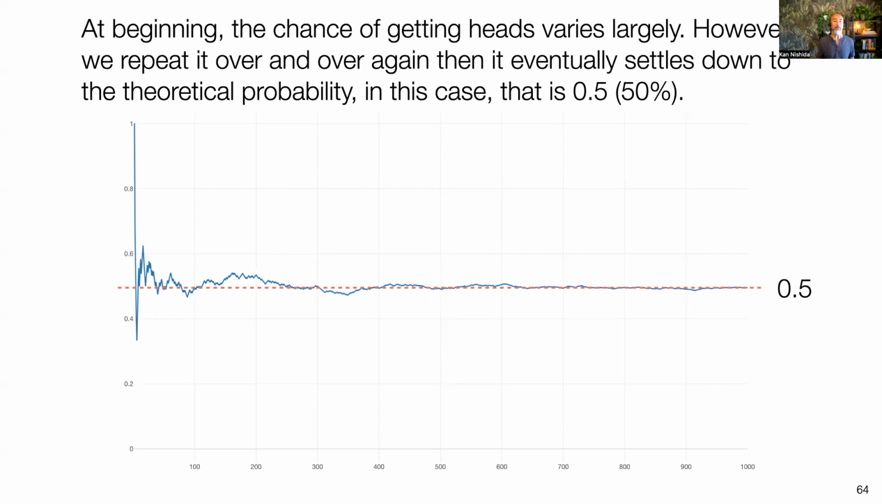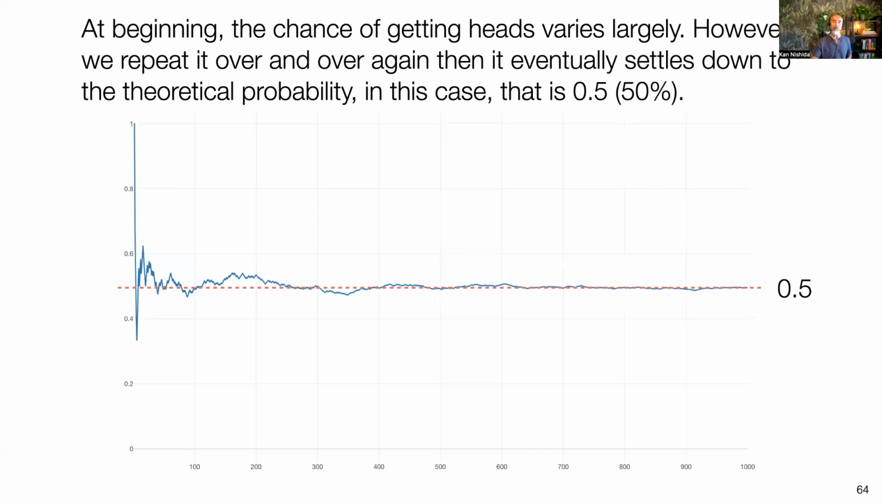Okay, so what happened is that at the beginning, it started with 100% or 1, and it went down and up, and it varies largely. But the more you throw, eventually it comes down to the number, in this case 0.5, which is the theoretical probability. Because the probability in this case was 50%, if nothing weird was happening with the coin. It's a fair coin flip, and it's supposed to be 50%. So it settles down to the number that it's supposed to be.